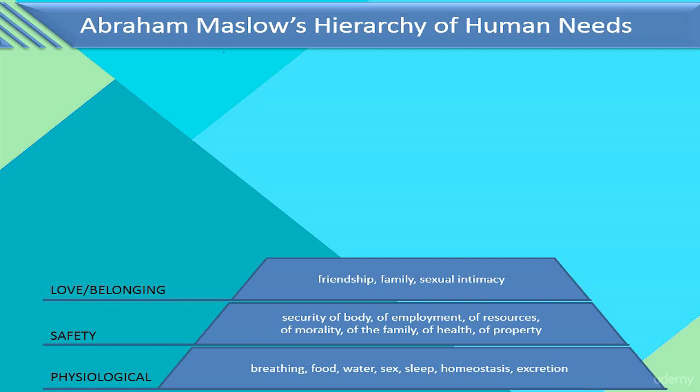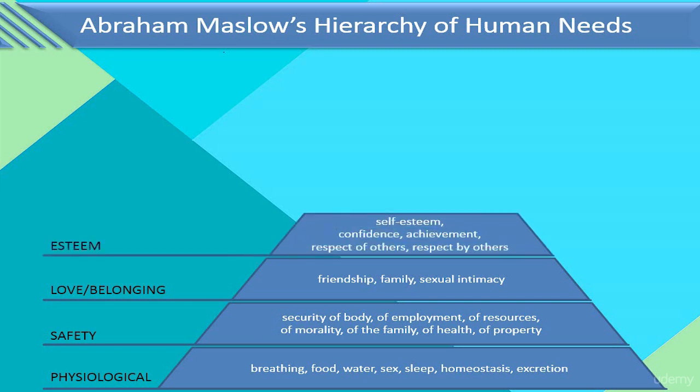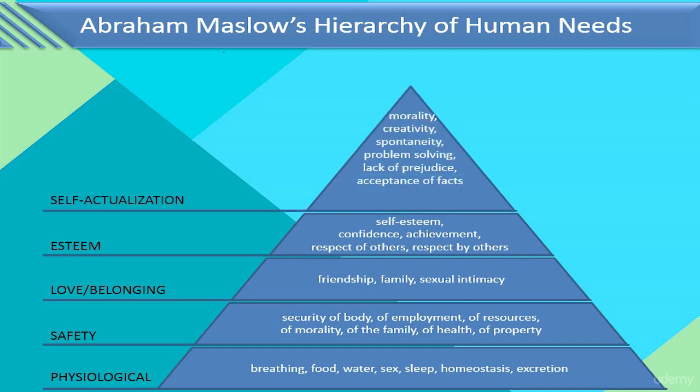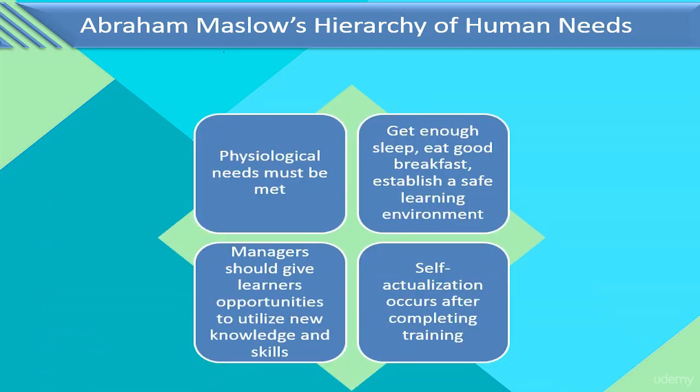Once the lower levels have been satisfied, the need for esteem surfaces. This involves the need to be highly regarded by others. Finally, when all 4 levels are completely satisfied, people begin looking for self-actualization or the need to be all that they can be.